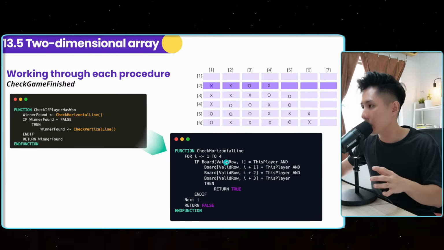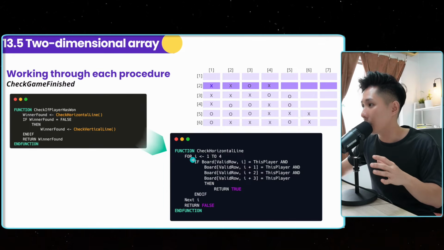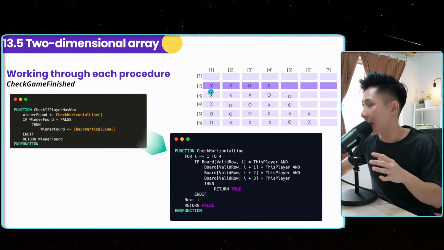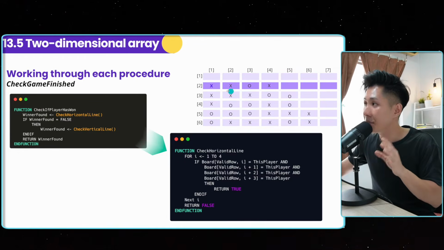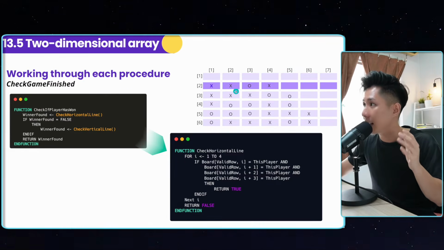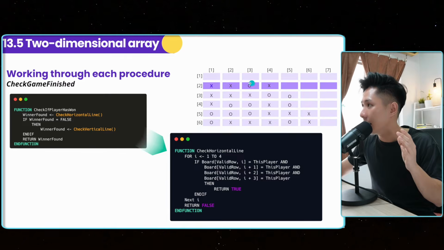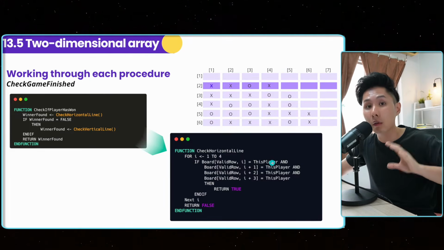If you look into my algorithm here, I only check for I from 1 to I plus 4, and I will look at the same row. Look, same row. And if the 4 of them are the same, equal to this player, then return true. But in this case that I'm showing you, you can see that this board cell is not X, meaning the criteria won't be fulfilled.